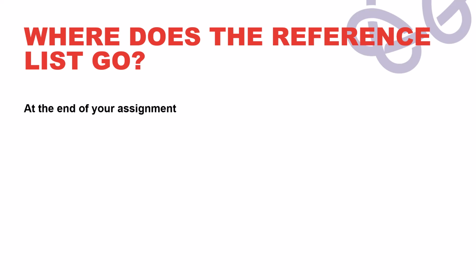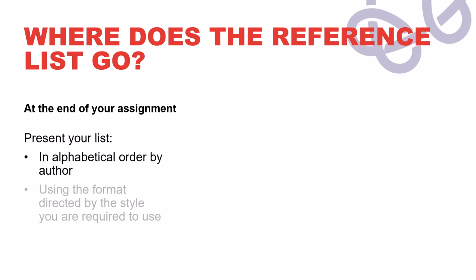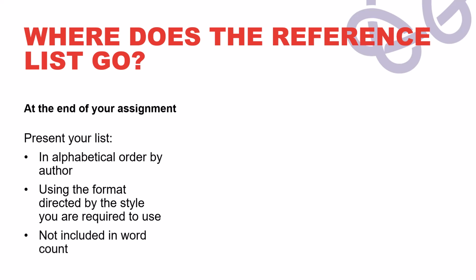So where does the reference list go in your assignment? It goes at the end after your conclusion. You should present your list in alphabetical order by author. You should use the format directed by the style you're required to use. We're talking about Harvard and APA 7th in this video. And your reference list is not included in your word count.